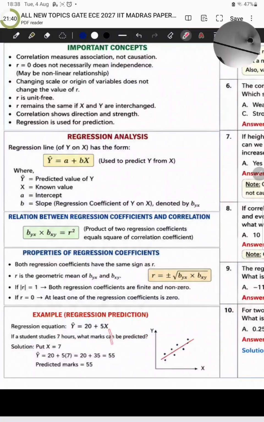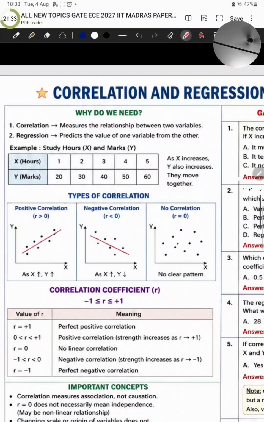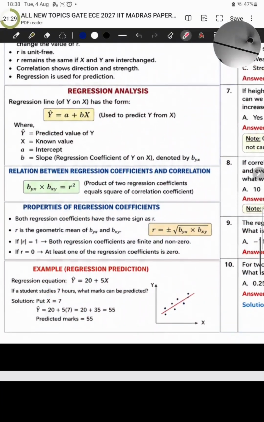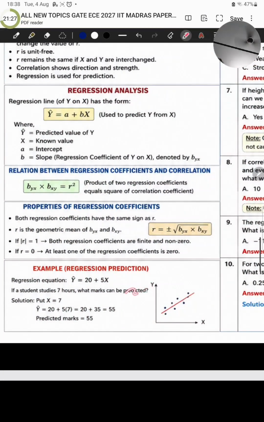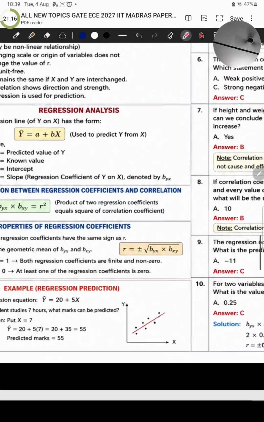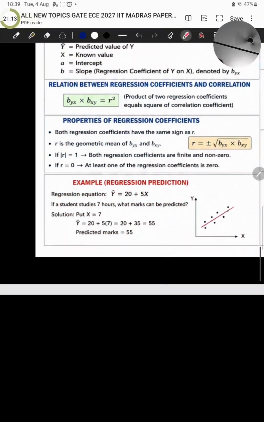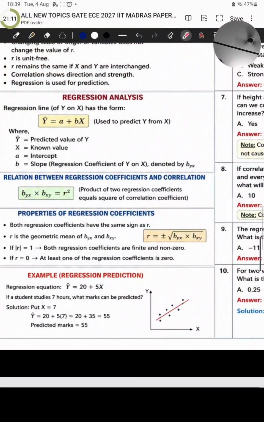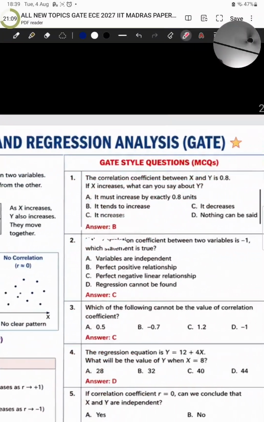Just place 7 in place of x, because x is the hours and y is the marks. They should have mentioned that before. So now put x equal to 7. Putting it in, we get 55. That is the prediction actually. So that is an example of regression, because we are predicting here.